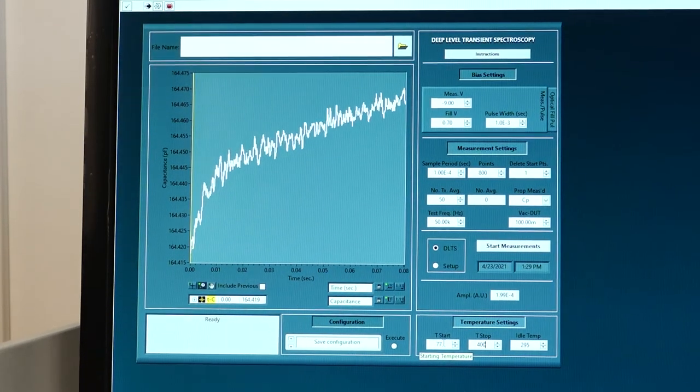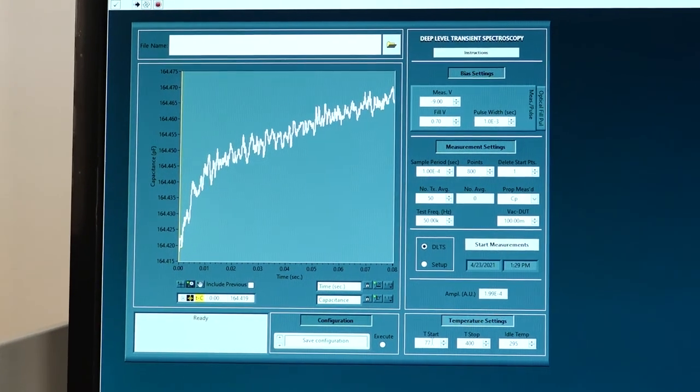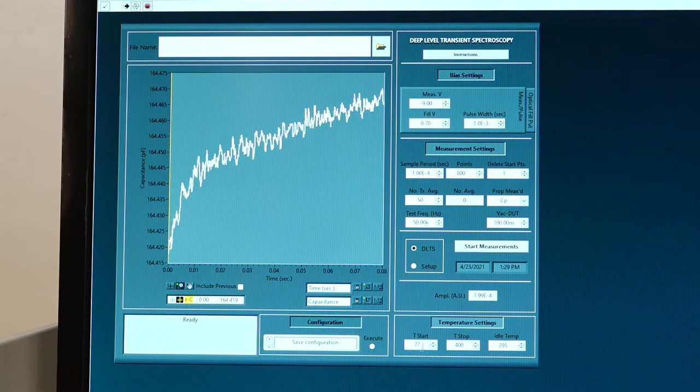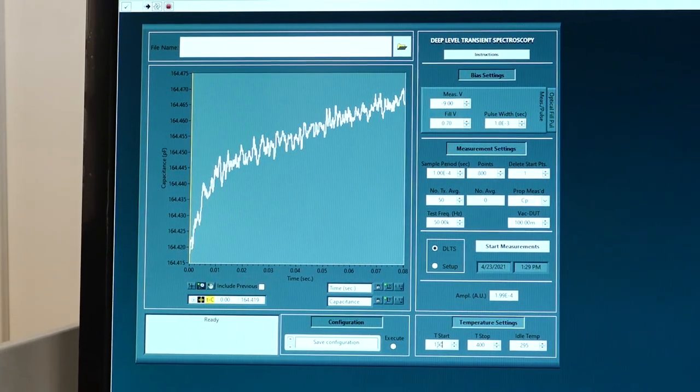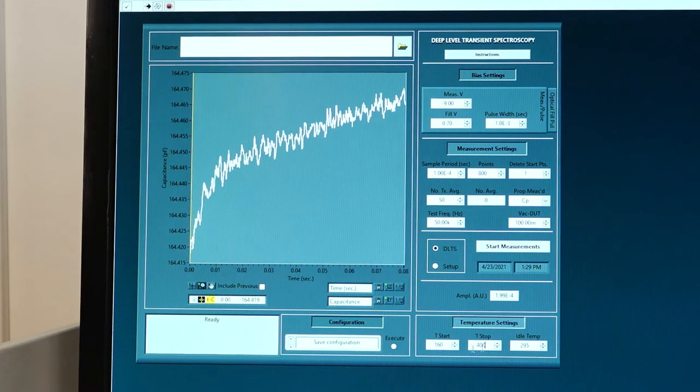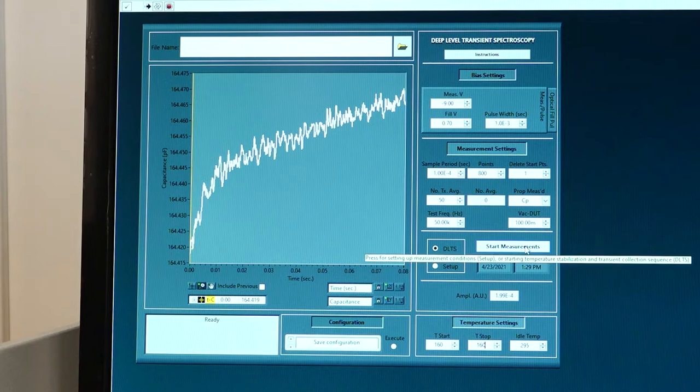Before carrying on with the full temperature scan, we'll go to a lower temperature and do a measurement at a fixed temperature, and we'll see if the capacitance transient comes out well or not. So let us go to a temperature around 160 Kelvin, where we expect a certain peak for the silicon carbide diode that we have probed. This is the temperature setting window, and then let us start the measurements.